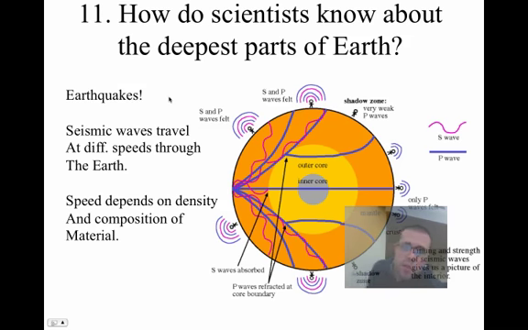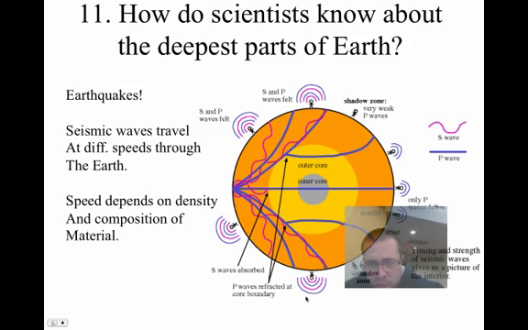So how do scientists know about the deepest parts of Earth? Simply because of earthquakes. Seismic waves travel at different speeds through the Earth. Different seismic waves travel at different speeds through the Earth, and the speed depends on the density and composition of the material. In other words, what the material is made of.